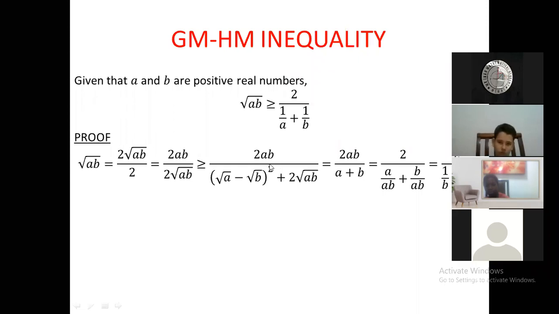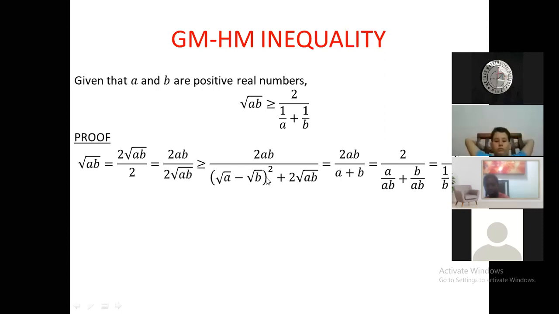Of course, for the equality case, it's the same thing if root A minus root B is 0. If root A minus root B gives us 0, that means our new fraction has the same value as the previous one. But we're not certain of it, so we say greater than or equal to. It's either greater than or equal to, depending on what root A minus root B is.